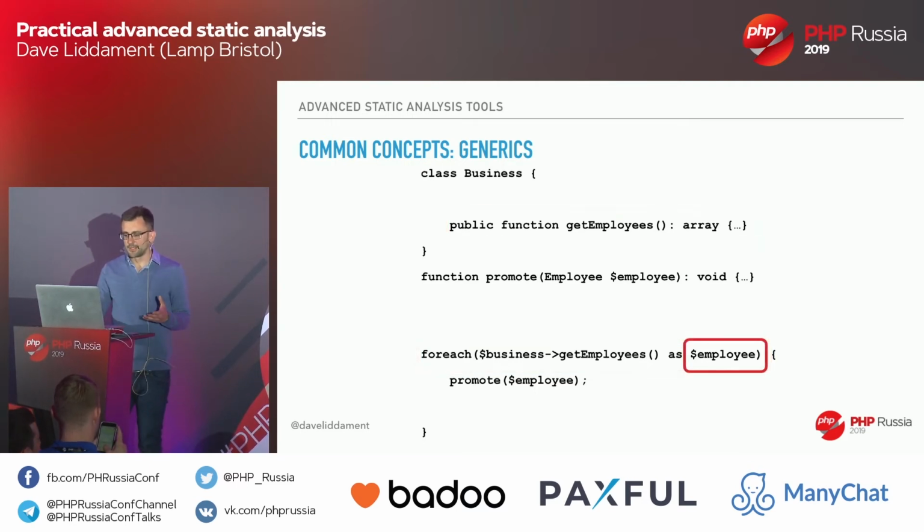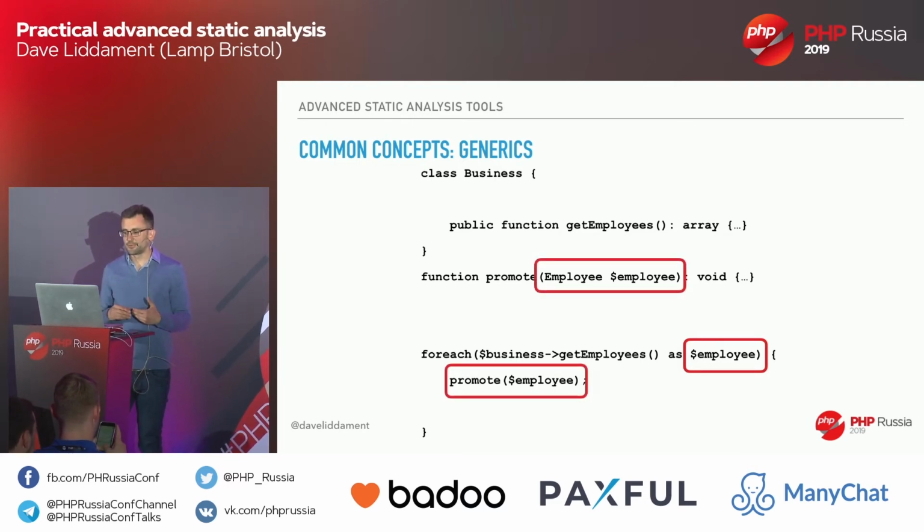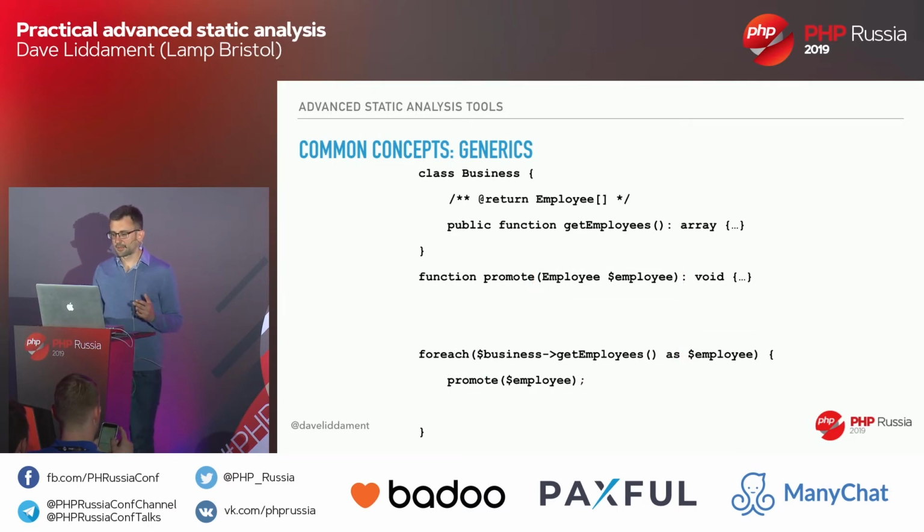So we don't know what employee is. So we're calling promote, passing employee to it, and we cannot say for sure whether the thing we're passing to promote is actually of type employee. So there's a way around this, and you've probably seen this kind of notation.